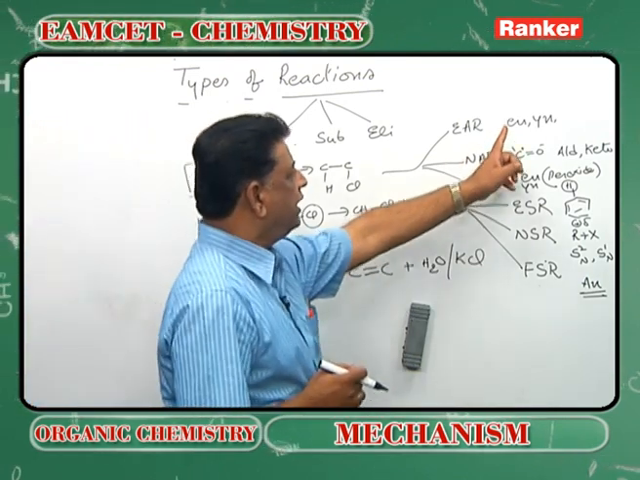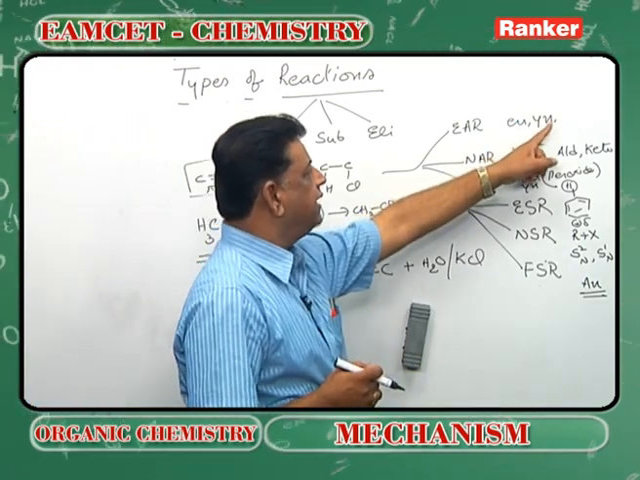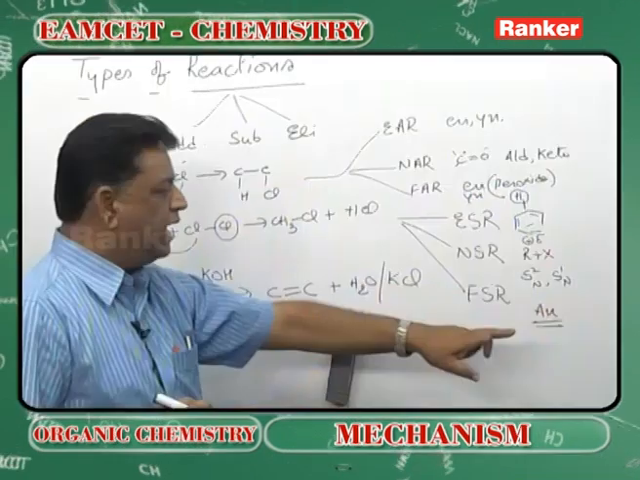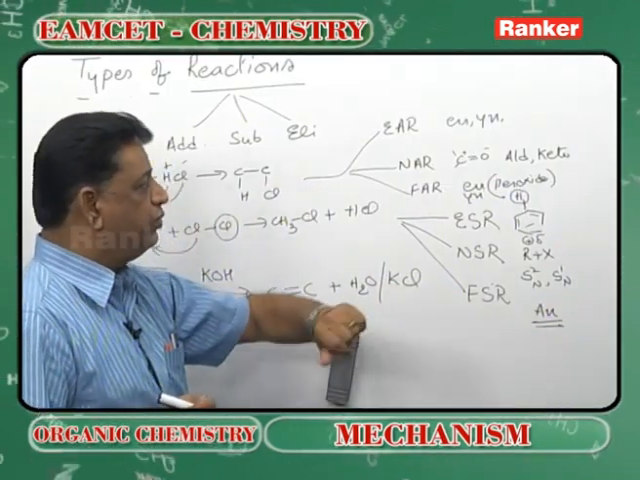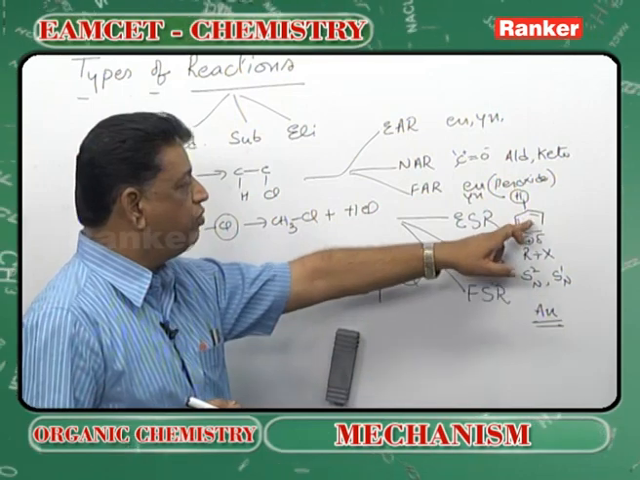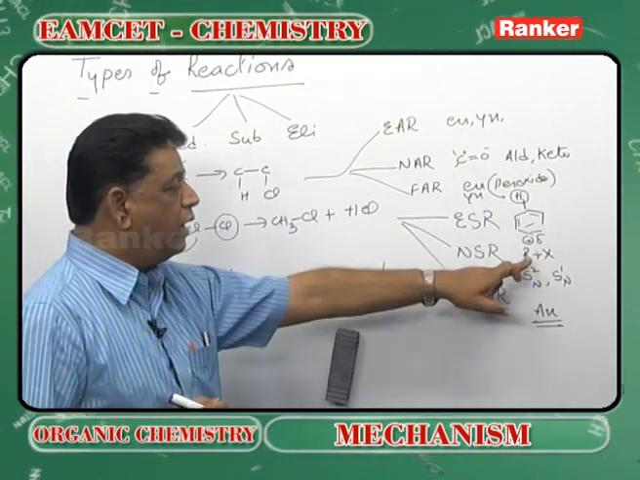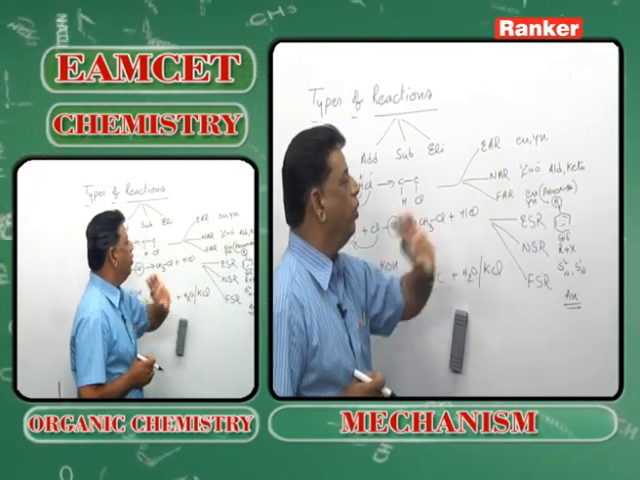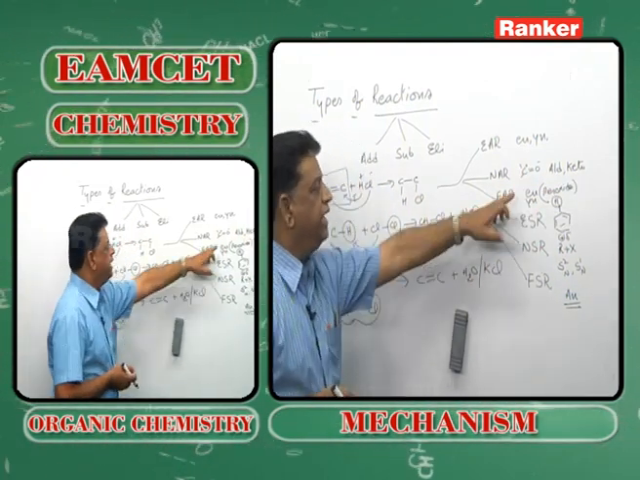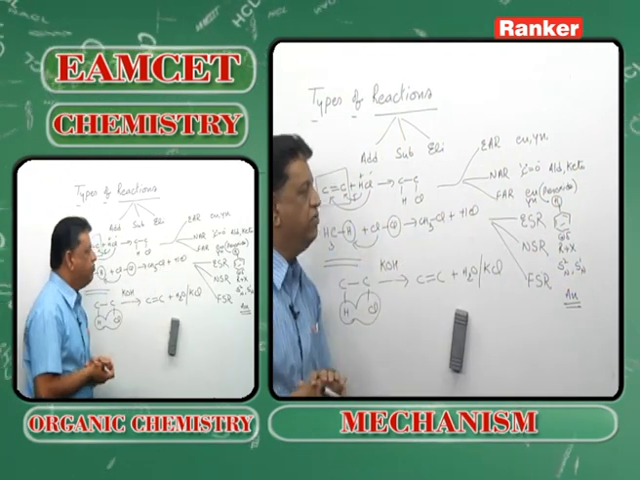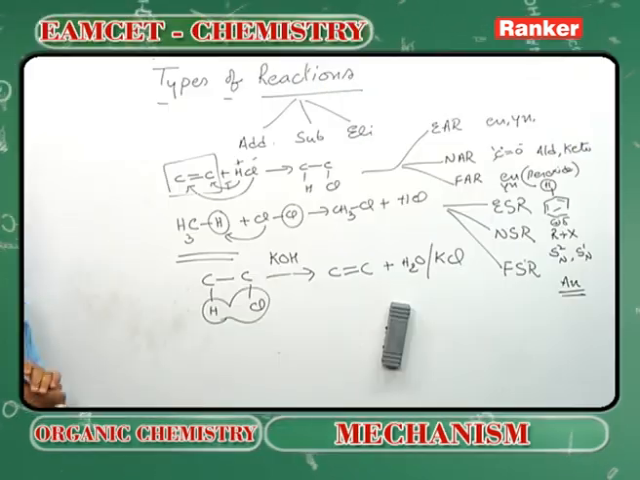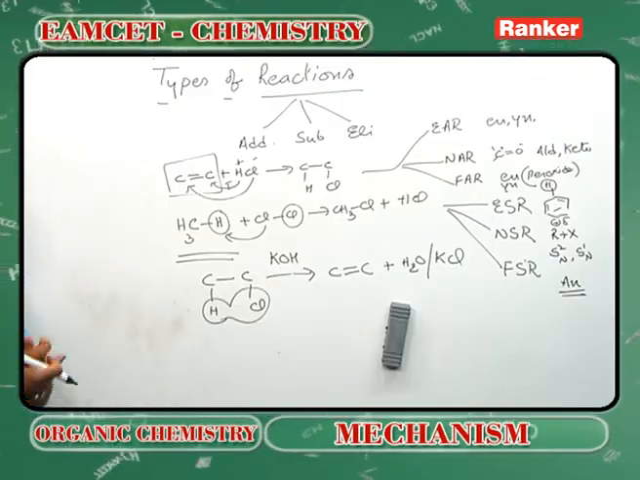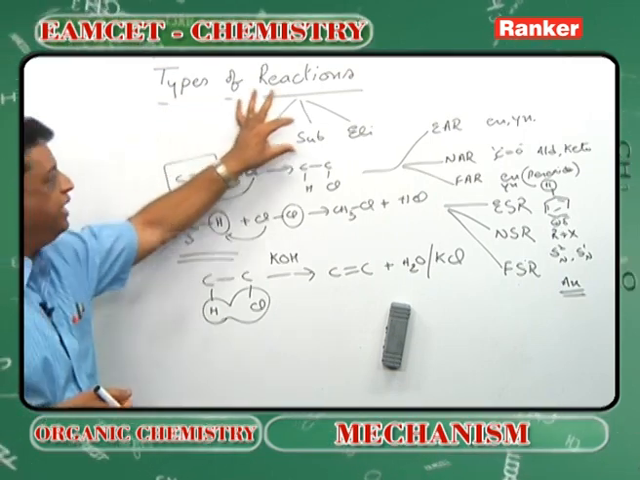Now, coming back to what type of compounds undergo what. Alkenes and alkynes undergo electrophilic addition, alkanes undergo free radical substitution, and benzene undergoes electrophilic substitution. Halogen compounds undergo nucleophilic substitution, aldehydes and ketones undergo nucleophilic addition, and alkenes and alkynes under peroxide conditions undergo free radical addition. These are the main characteristic types of reaction.